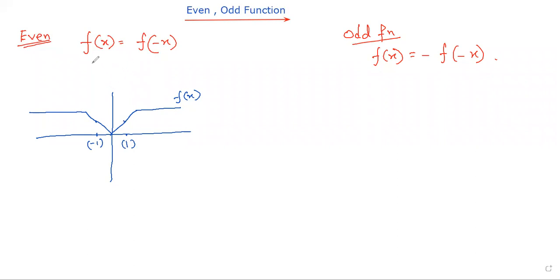The requirement of an even function is that it is a mirror image. This particular function is a mirror image. It means that about the y-axis, the left hand side and the right hand side are identical. Then it is considered a mirror image, or even function.